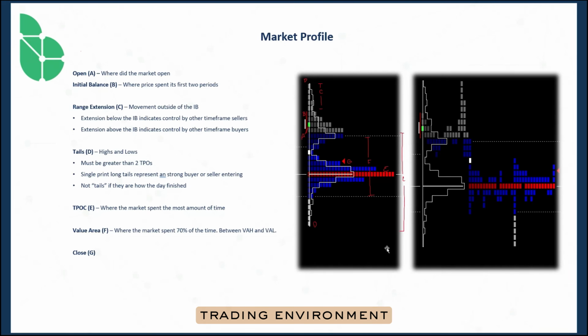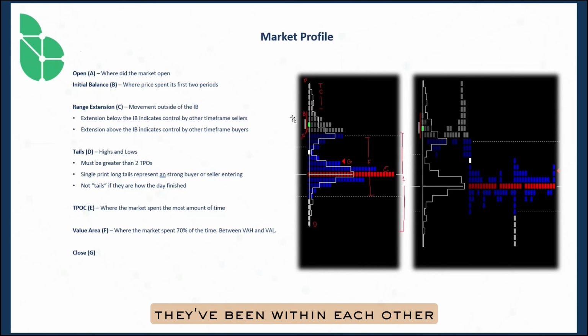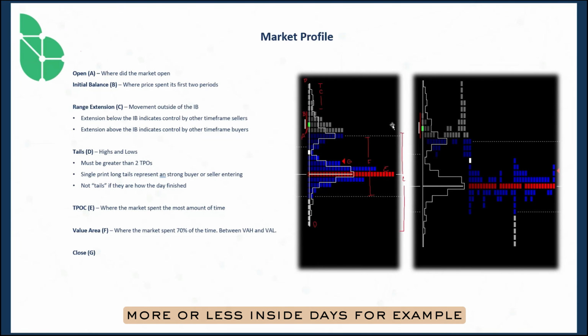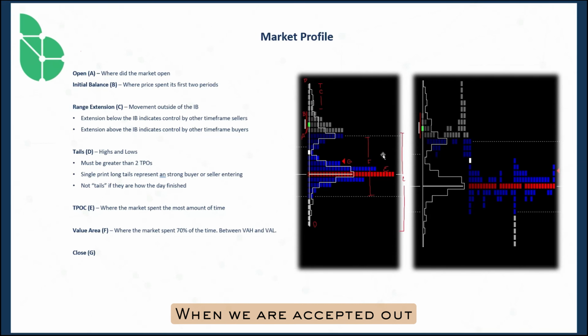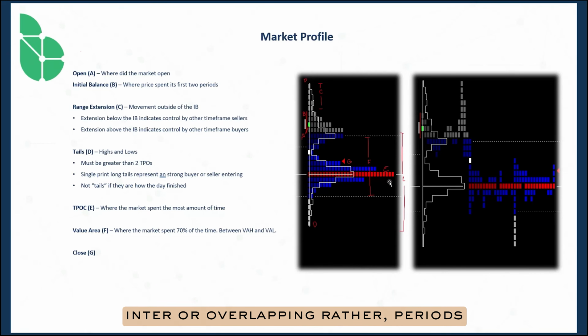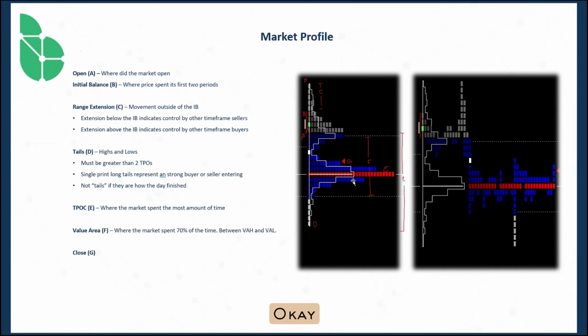is discern, based on even the previous trading environment, something like the previous day or the current week, for example, how this day might play out. And if, let's say, for example, we have a few previous days that have lined up, they've been within each other more or less. Inside days, for example, are a good example. Or we just have value areas that are more or less overlapping. When we are accepted out of one of the highs or the lows of all of those inner or overlapping periods, this might be an opportunity to enter into a breakout trade. If anything, these typically do represent opportunities to take advantage of short-term directional trades. Okay, moving along, because we're going to get into that in the following roadmaps.